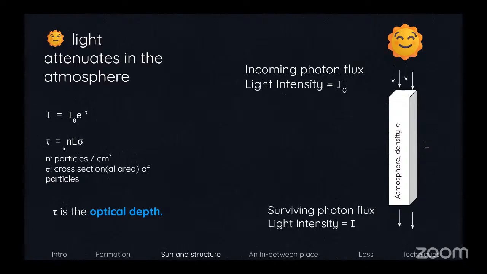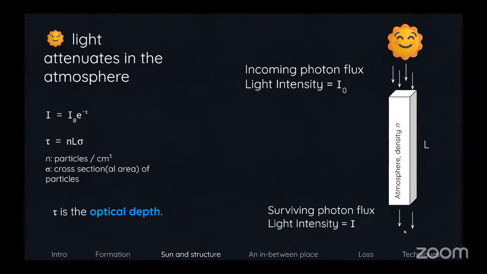You don't need to memorize this for now. It's basically a function of how many molecules are in that column of atmosphere, how far it's traveling through that column, and this sigma term, which is the cross section, which is basically, as the photon is going through, if it encounters a molecule, what's the equivalent area that it could potentially collide with.